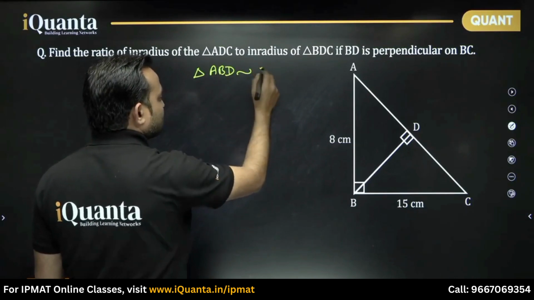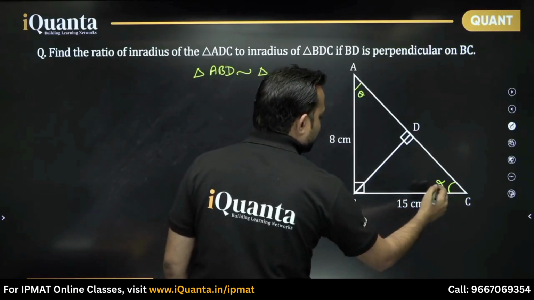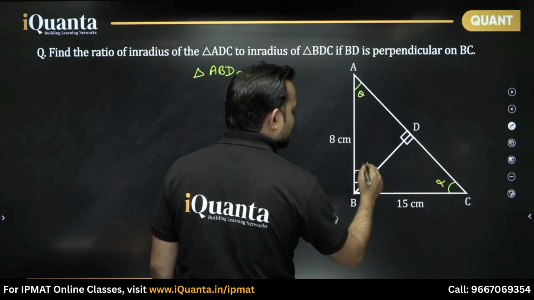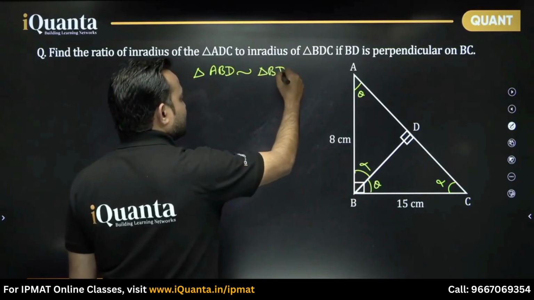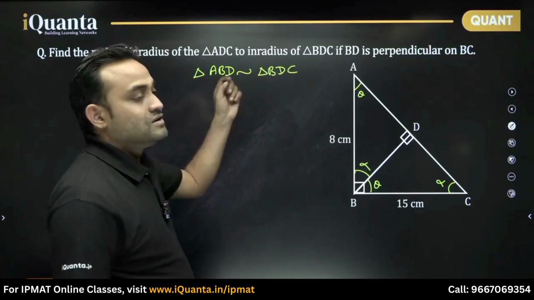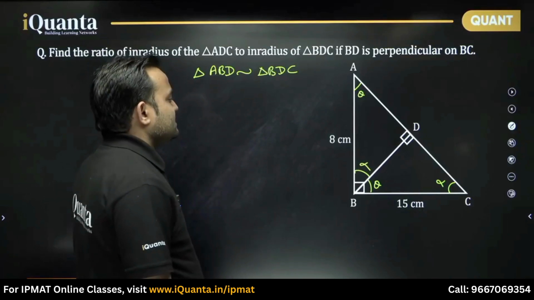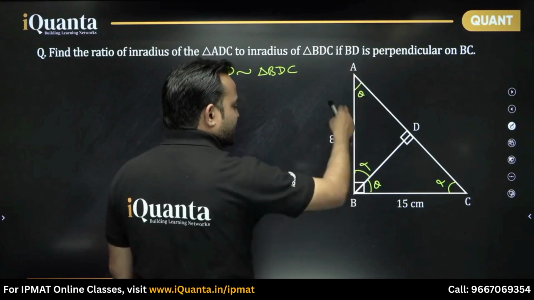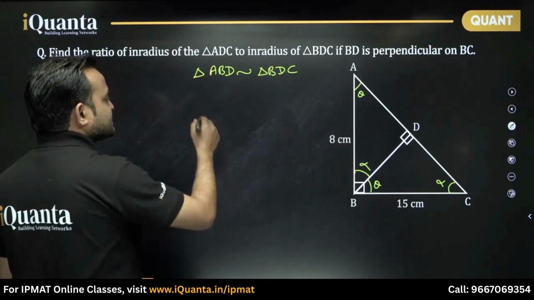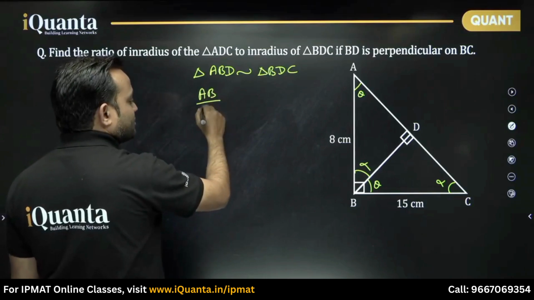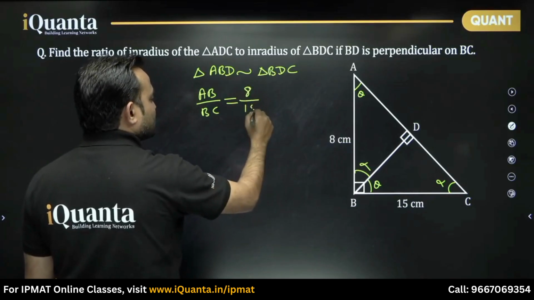will be similar to, so if this is theta, then this will be alpha and this will also be theta and this will be alpha. So ABD, instead of A we can write B here, then D here and then C here. Triangle ABD will be similar to triangle BDC. Now can we say that against 90 degrees AB is 8 centimeter, against 90 degrees BC is 15 centimeter. So we can say that AB upon BC are corresponding sides of these similar triangles, which is equal to 8 by 15.